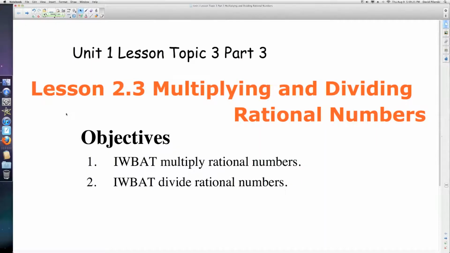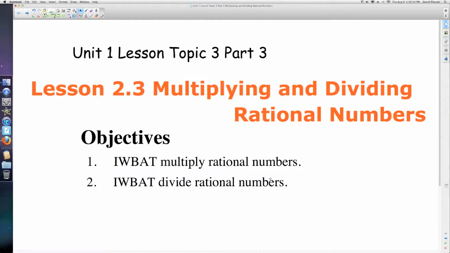Welcome to Unit 1, Lesson Topic 3, Part 3. This comes from Lesson 2-3 from our textbook, Multiplying and Dividing Rational Numbers. That's Pearson, copyright 2009, Algebra 1. Our objectives today are: I will be able to multiply rational numbers, and I will be able to divide rational numbers. We could add a third objective: I will be able to solve problems by multiplying and dividing rational numbers.